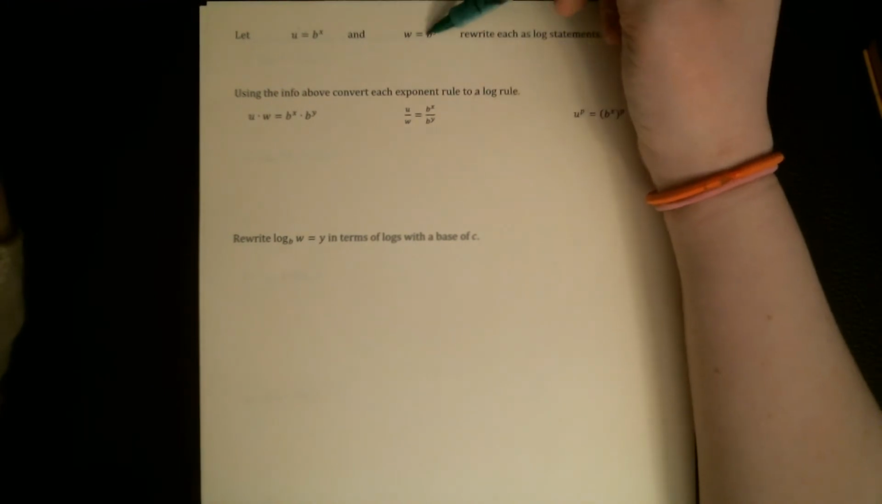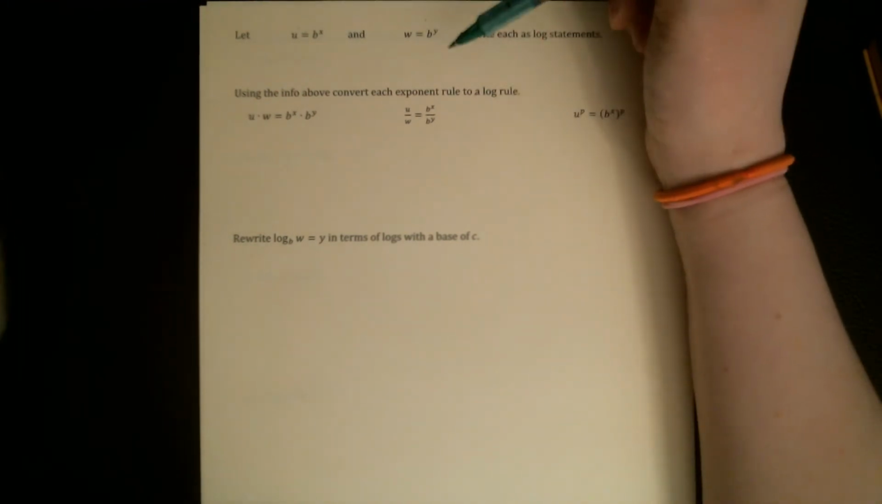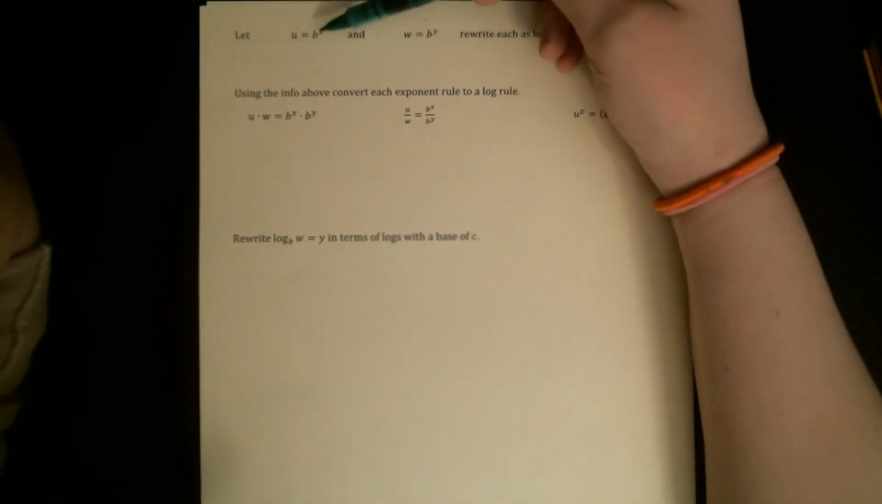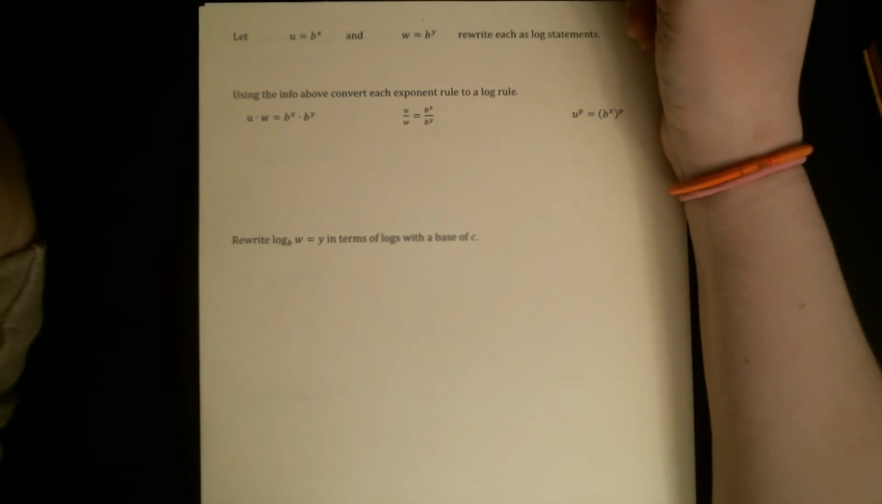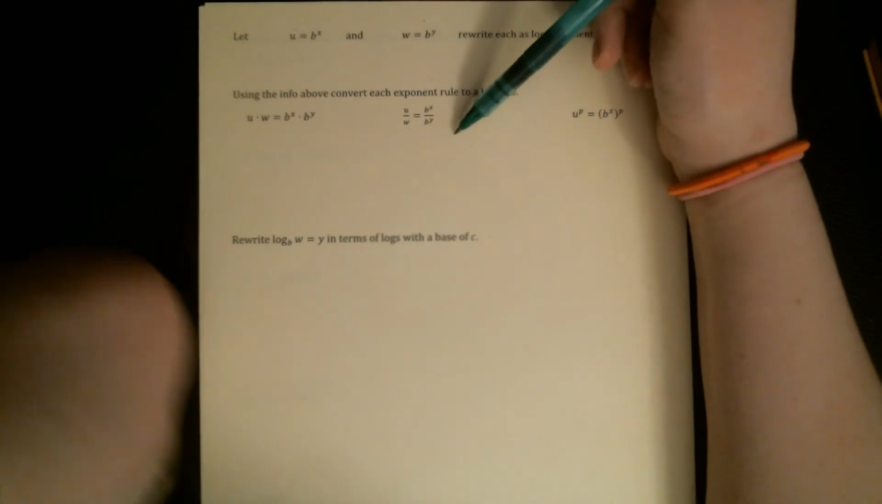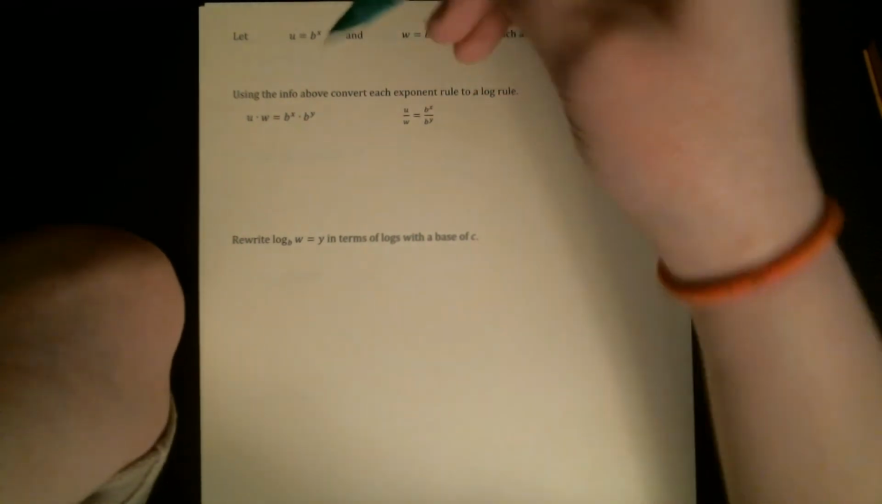So I'm going to start with two exponential statements, statements involving exponents, u equals b to the x and w equals b to the y. So I want to keep the base the same. The log rules involve logs with the same base, but I want a couple different combinations of powers and outputs. So first I'd like to rewrite each of those as log statements, and then I'll start to compare the log info with the exponential info down below for different properties.